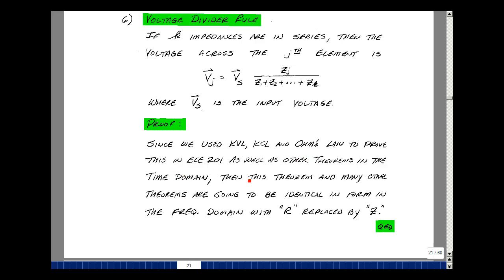Now, since we used Kirchhoff's voltage law, current law, and Ohm's law to prove this theorem in 201, as well as many other time domain theorems, and we've shown that Ohm's law and Kirchhoff's law is a map from the time domain to the frequency domain, then our proofs will be identical, except that we replace R by Z in the frequency domain. And so we don't need to repeat these proofs again.